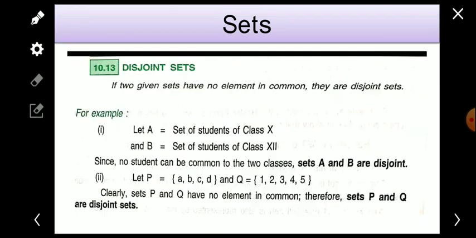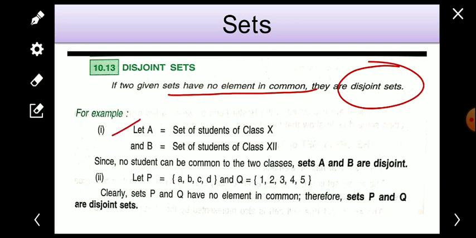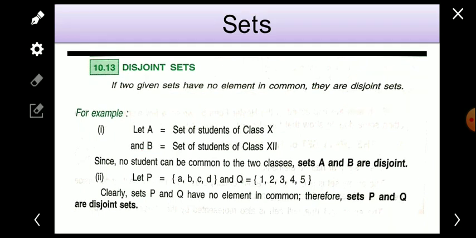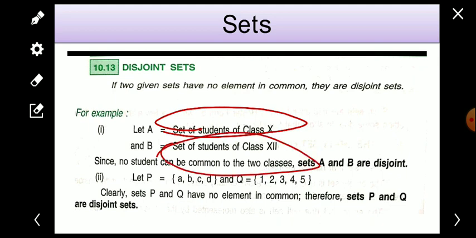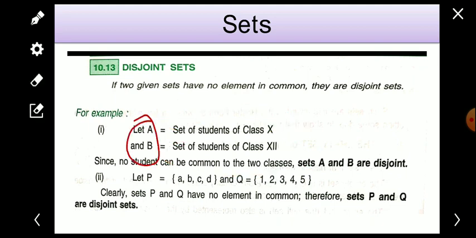Now disjoint sets. What are disjoint sets? If two sets have no element in common, then both the sets are known as disjoint sets. Suppose set A is the set of students of class 10 and set B is the set of students of class 12. Obviously there will be no common element, because both are sets of different members. So no element will be common. It means set A and set B are disjoint sets.